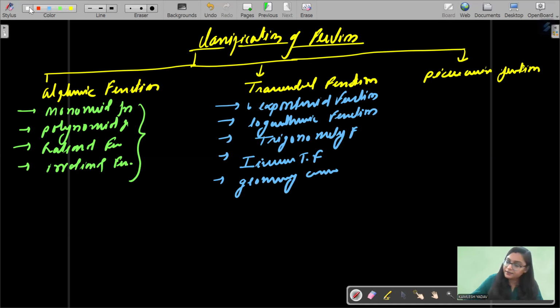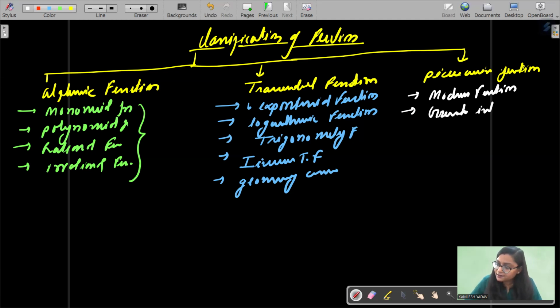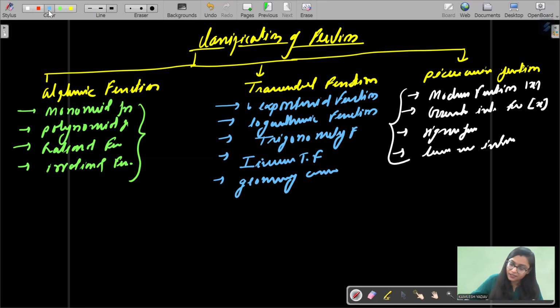Now, we come to piecewise function. These are the types. First, modulus function, which is also called absolute value function. Then second one is greatest integer function, which is denoted in this form. Then signum function. Next one is least positive integer. So these are the forms of piecewise function, these are the forms of transcendental function, and these are the forms of algebraic function.